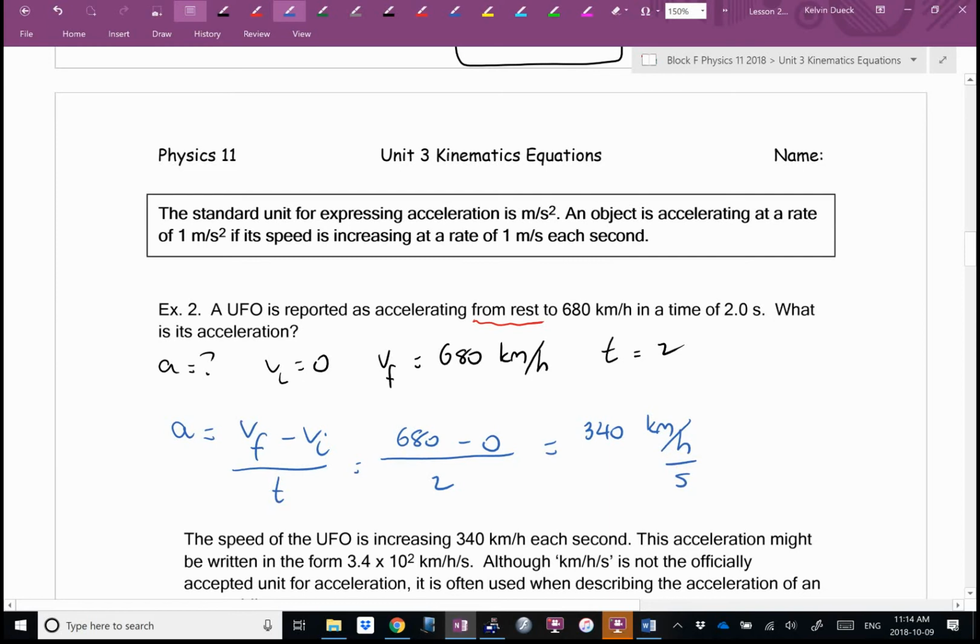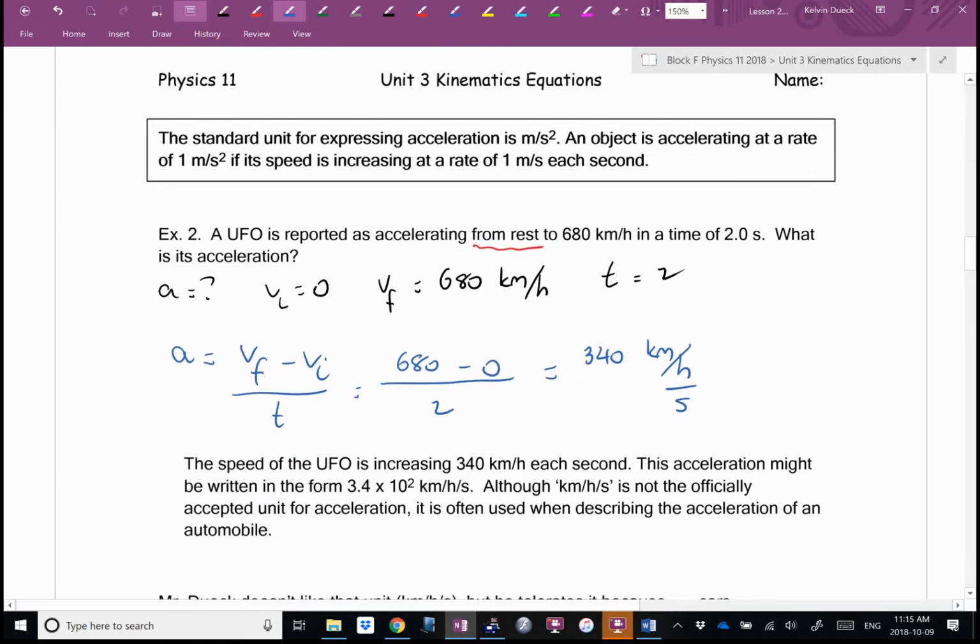That is also an accepted unit of acceleration. I just don't like it. Here's what it's saying. Every second, this UFO was speeding up by 340 kilometers per hour. So after 1 second, it was going 340 kilometers per hour. After 2 seconds, it was going 680 kilometers per hour. Probably after 3 seconds, it's going 680 plus 340, which is 1,020 kilometers per hour.